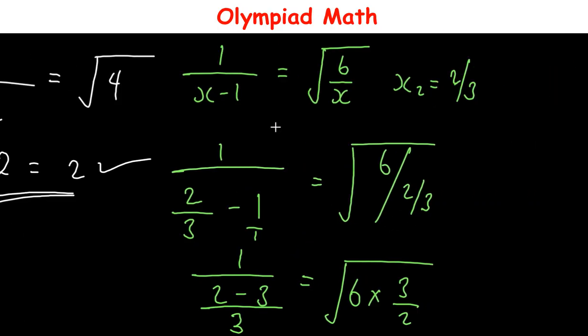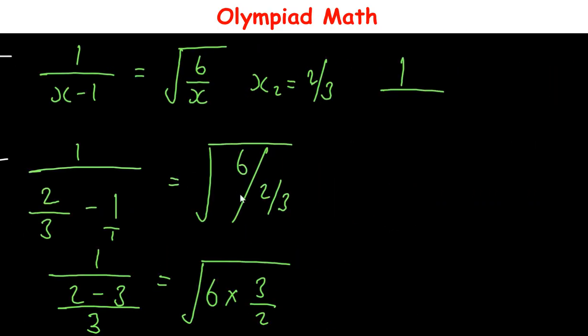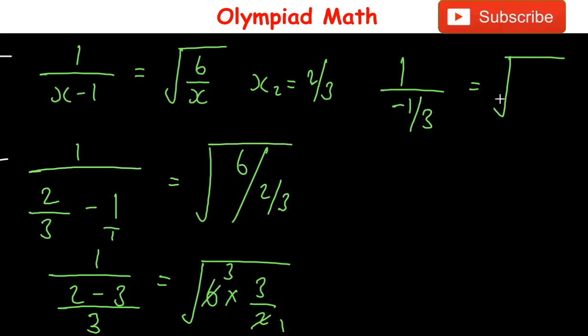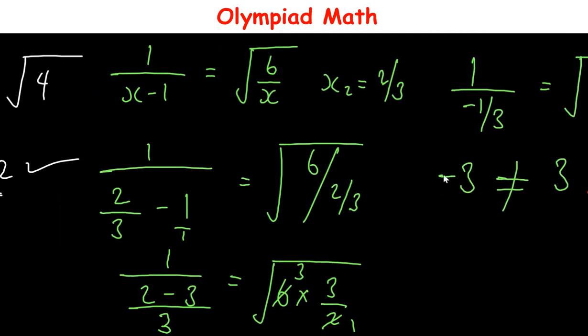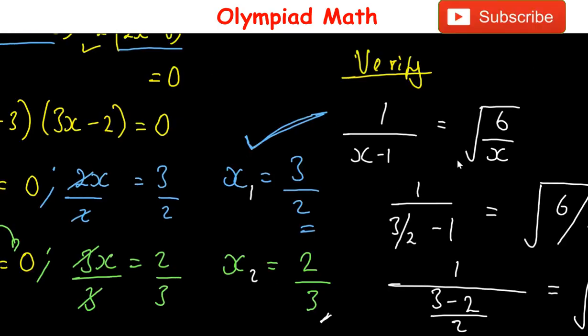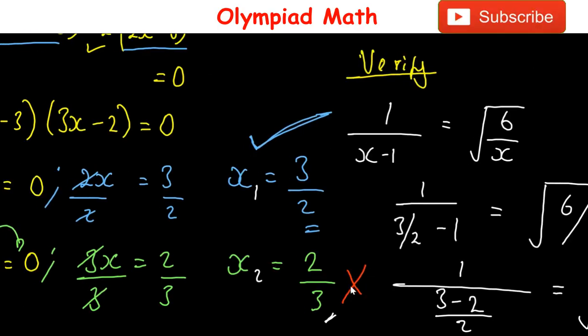So with this, we have 1 over 2 minus 3 over 3, which is simply minus 1 over 3, and this equals the square root of, 2 here 1, 2 in 6, 3, and 3 times 3 is 9. 1 over minus 1 over 3 is equal to minus 3. And this is not equal to the square root of 9, which is 3. So that means that this is wrong. The value of x2 that we got as 2 over 3 is not the correct solution for the given question. So the only correct solution is x1 as 3 over 2.